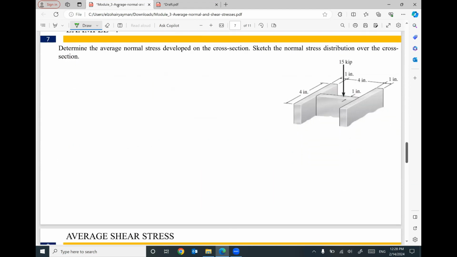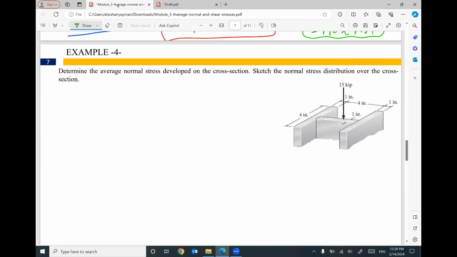We have another example. This one is very easy. We are given a cross section, looks like an I section, and we have an applied force of 15 kip, and we need to figure out the average normal stress. It's very simple. The average normal stress equals the applied force divided by the area of the cross section. So we need to figure out the area of this cross section.